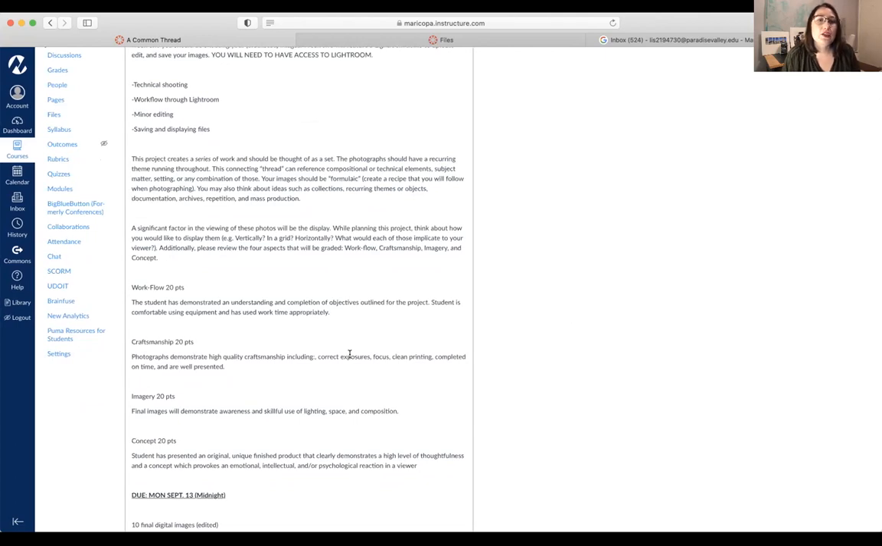This project creates a series of work and should be thought of as a set. The photographs should have a recurring theme throughout. The connecting thread, i.e. a common thread, can reference compositional or technical elements. Maybe you're shooting the exact same way every time. It could be subject matter. Maybe you are finding all the similar objects that you can and photographing them. Probably you're going to have a combination of these different facets. It could be the setting, or it could be any combination of those.